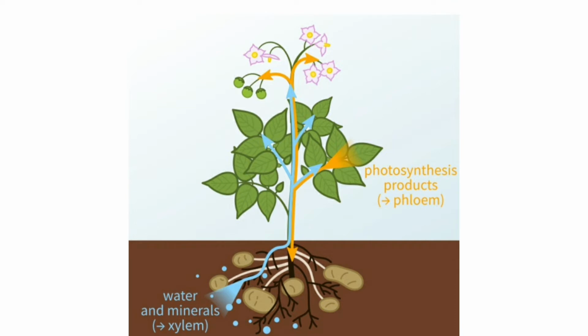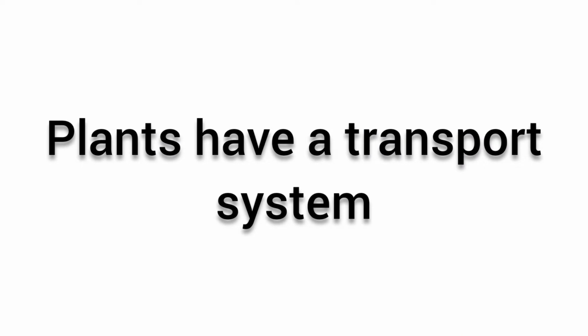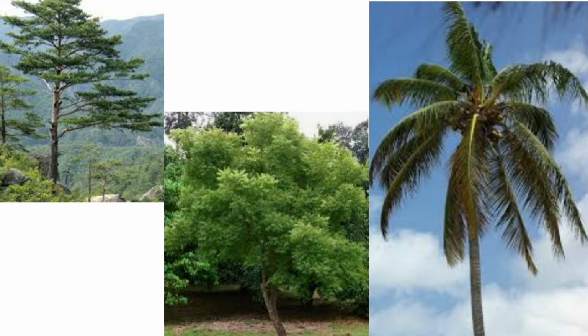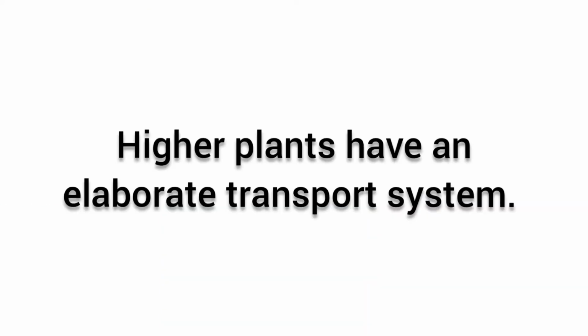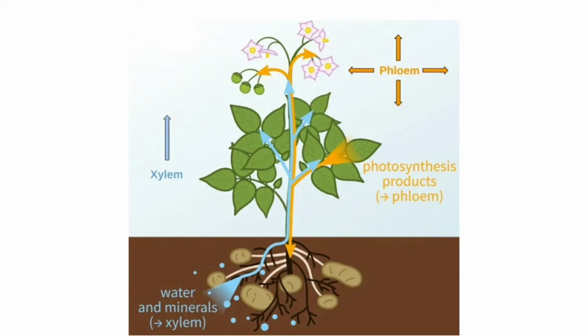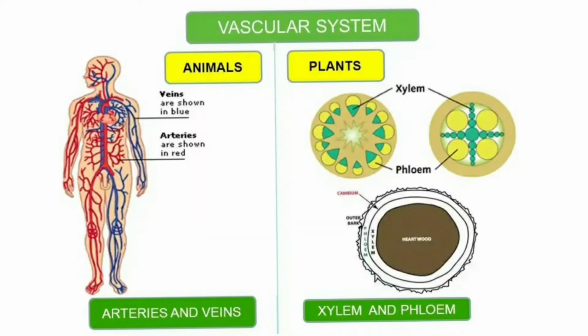Water and nutrients from the soil have to be carried all over the plant. Food prepared in the leaf also has to be carried all over the plant. So there is a transport system in plants which does this activity. In plants such as pine, coconut, neem tree, rose and grass, these are higher plants which have an elaborate transport system that carries water, minerals and food. The transport system of these higher plants is called the vascular system.